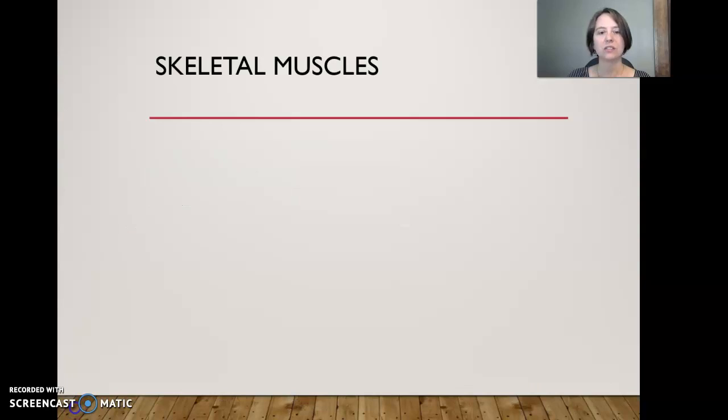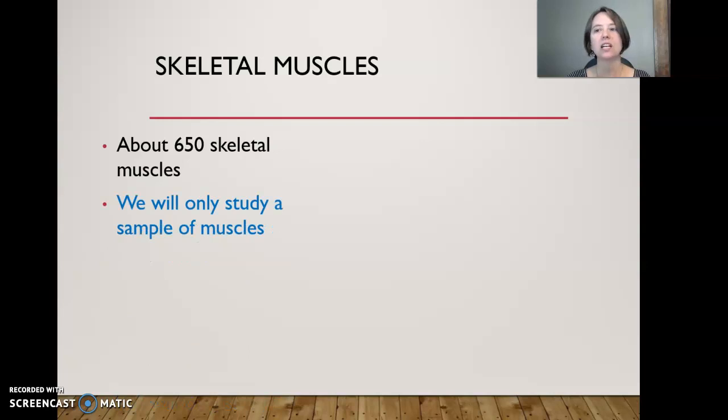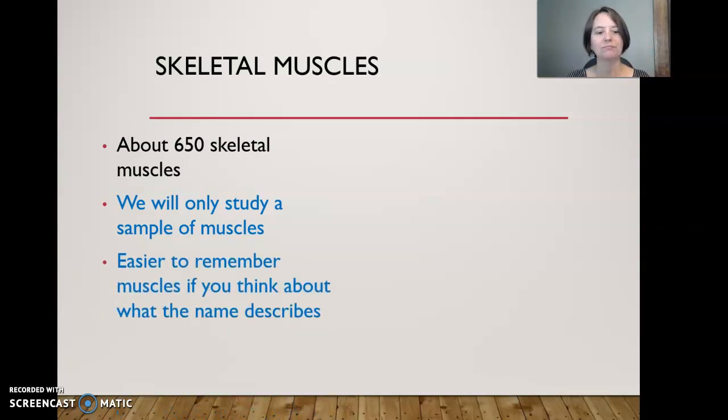So skeletal muscles, please write this down. You have about 650 skeletal muscles, and you're going to have to memorize all of them. Nope, we will only study a small percentage of them. You will have to memorize 30, which if you think about 650, 30 is doable. It's also a lot easier to remember muscles if you think about what the name describes. So we're going to be looking at our worksheet when we do this.